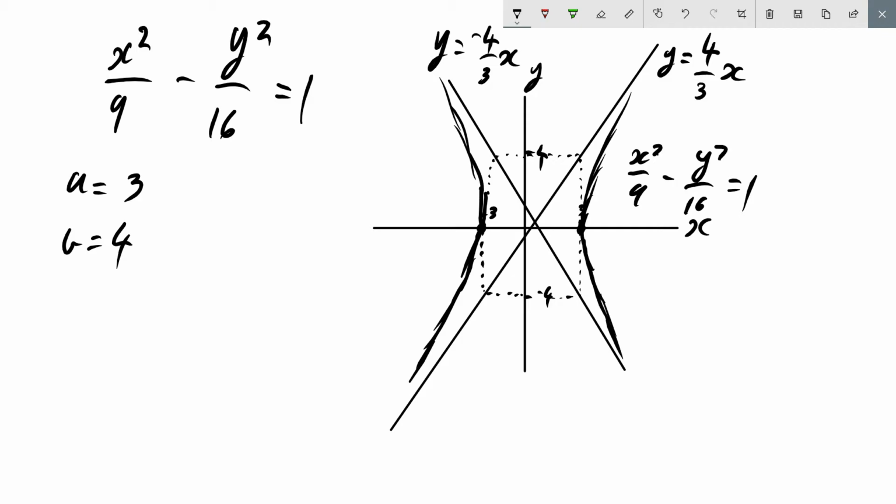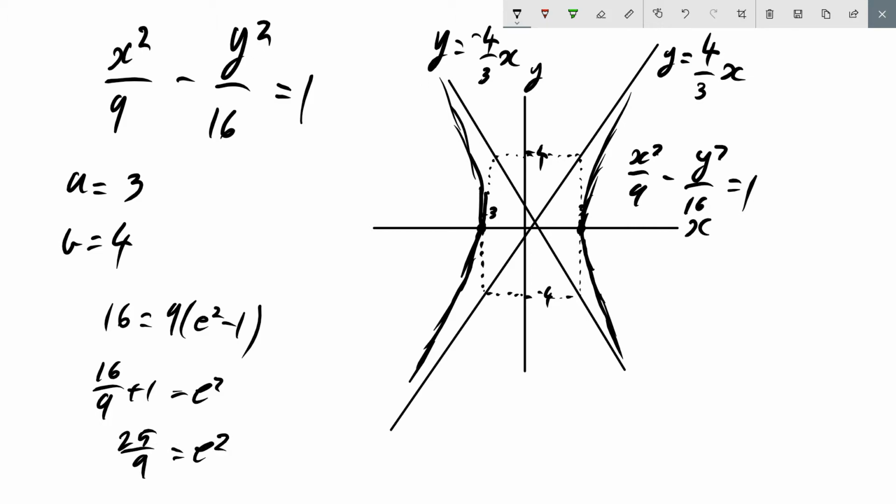Now that we've sketched it, we might as well get our directrices. So 16 is going to equal 9 lots of our eccentricity squared minus 1. We just have to solve for e squared, so we'll divide by 9 and we'll plus 1, and that'll equal e squared. So 9 plus 16, that's 25 over 9 equals e squared. So e is equal to 5 over 3.